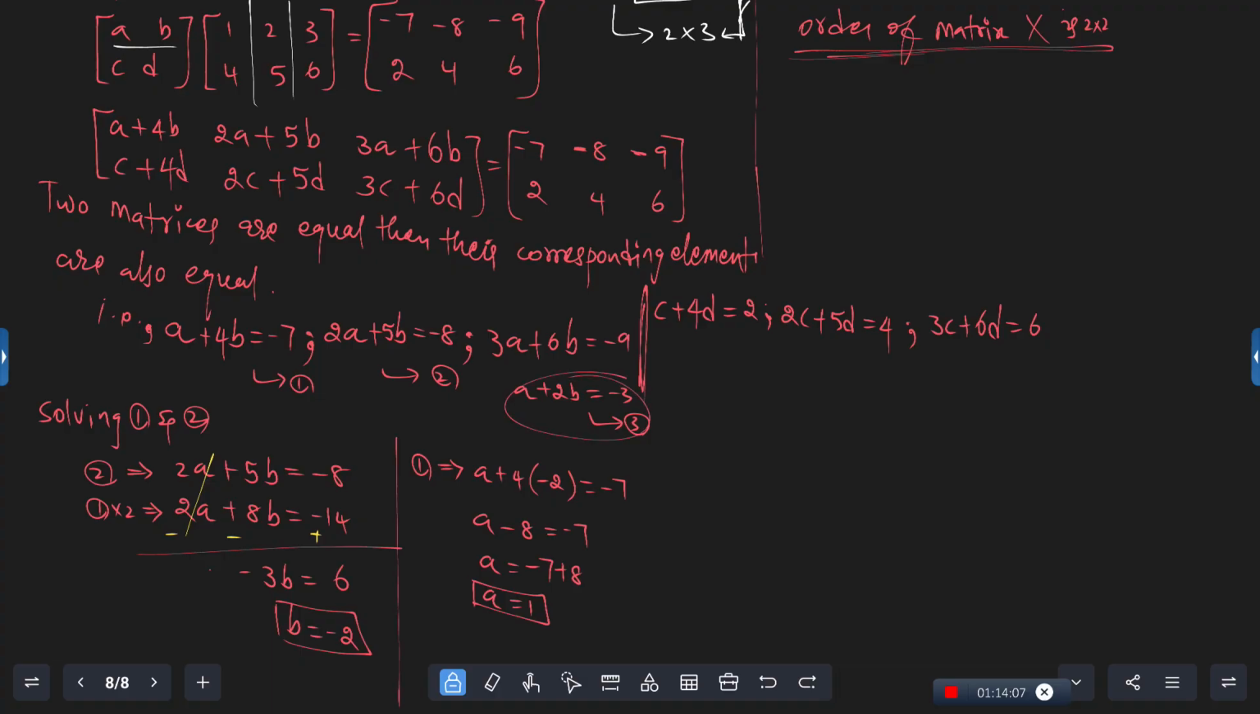That is good. Otherwise, you will be getting a different answer. A value 1, here you substitute. A value 1 plus 2 times B value minus 2 is equal to minus 3, you should get. So 1 minus 4 is equal to minus 3 only. Then everything is correct. Then you don't want to solve 1 and 3. Either 1 2 or 1 3 or 2 3 is enough. Don't want to use the third one. Okay, therefore A value 1, B value minus 2. Have you understood?